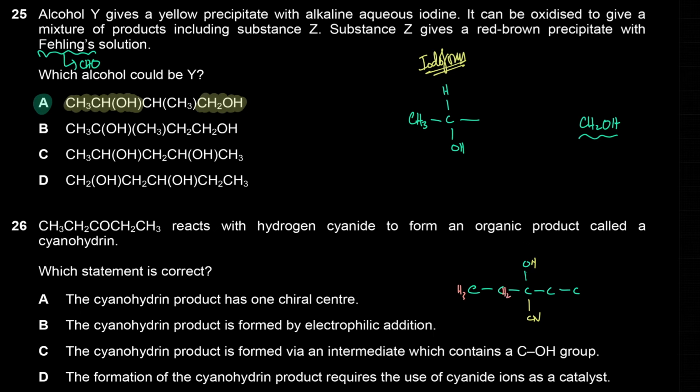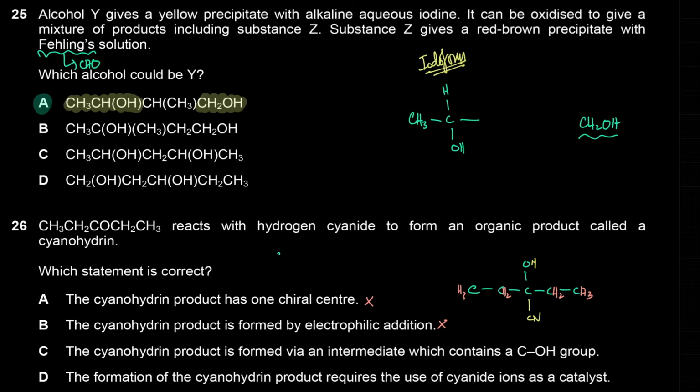Now my question here is this. Which statement is true about this reaction? Does the product have a chiral center? No, because this carbon is bonded to two identical ethyl groups. So statement A is incorrect. It's not electrophilic addition. The intermediate does not contain a C-OH group.